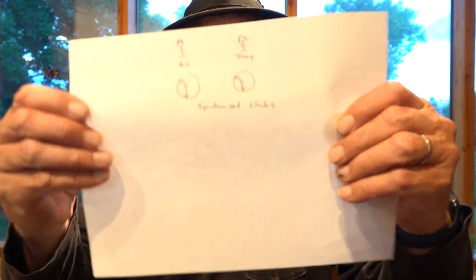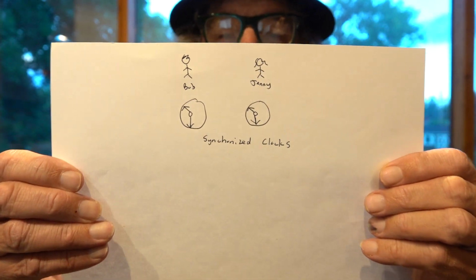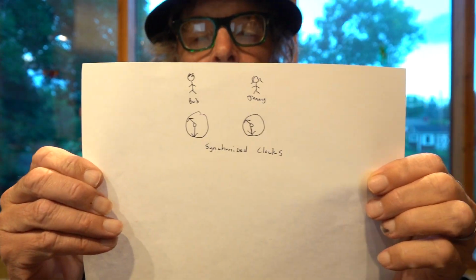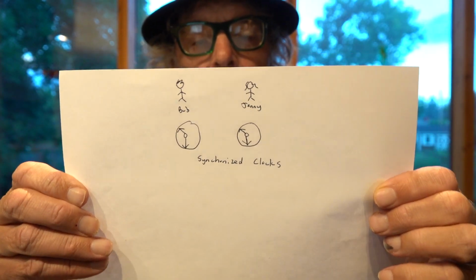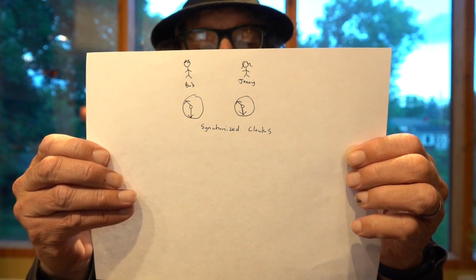Now, in order to complete my experiment, I'm going to have to send 2 of my friends out to Zyborg and Zolak. So I have Bob and Jenny here. I'm going to outfit them with a nice synchronized clock that they synchronize together on Earth before they venture on their journey. And they head towards Zyborg and Zolak with their clocks.